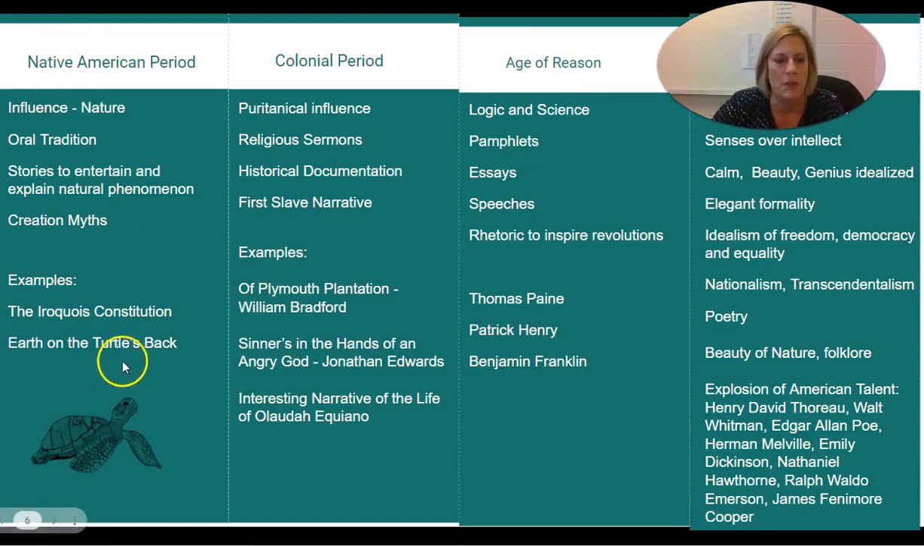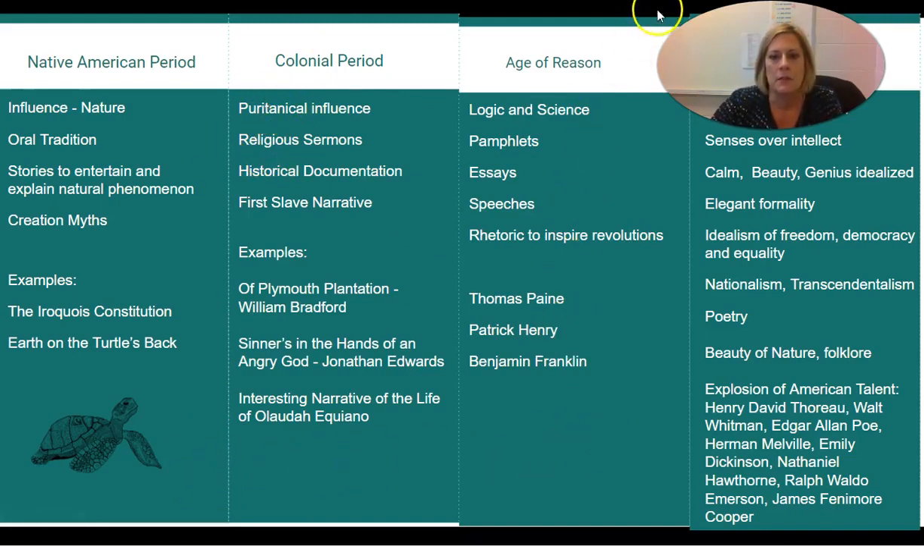That have to do with the earth on the turtle's back. Remember, it was the oral tradition. They handed things down orally from person to person. If you look at the whole of the colonial period, you'll notice the huge influence of religion on that period of time, and the Puritans and all of those things.